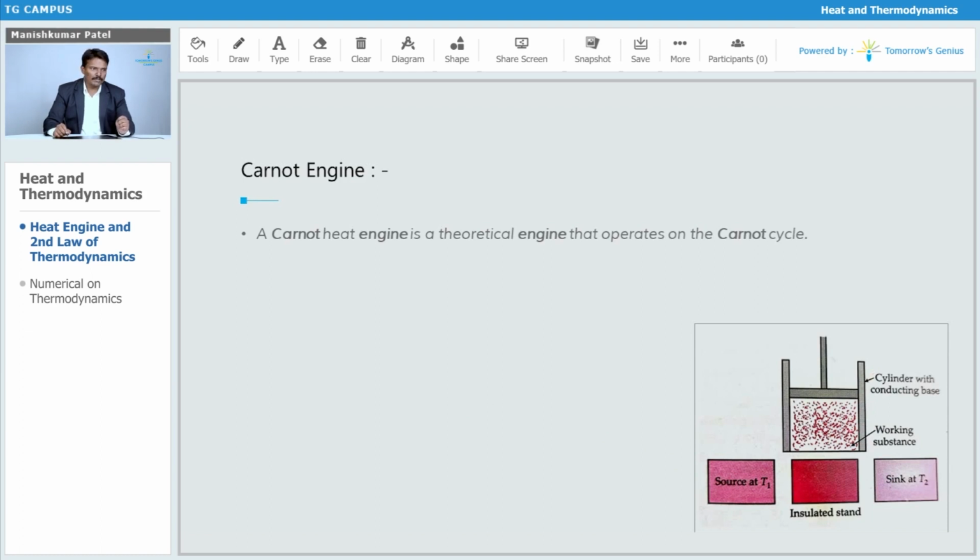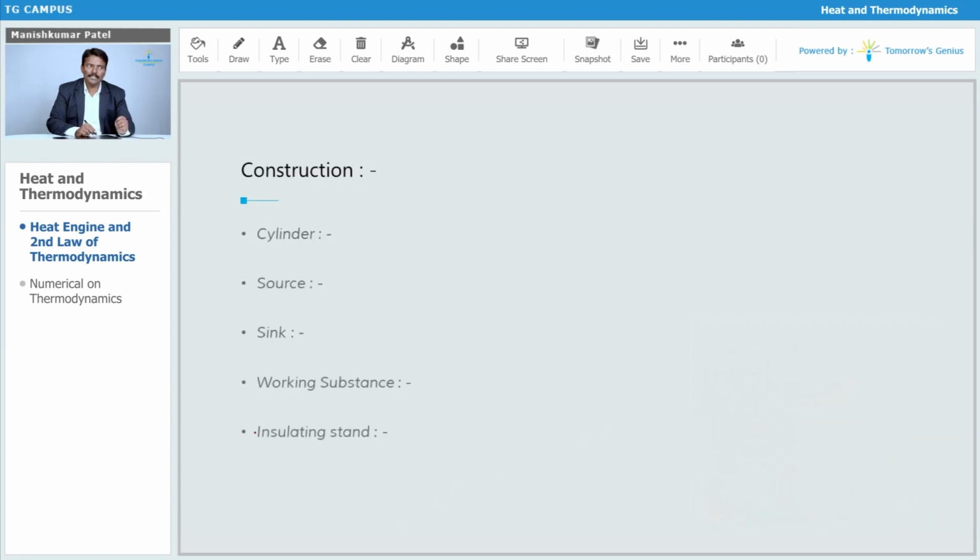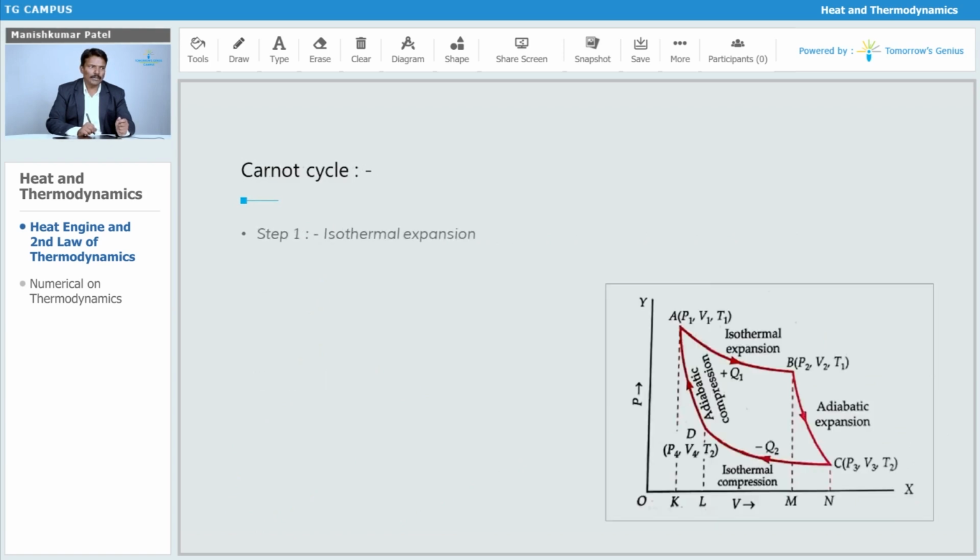So let's see the working of this Carnot engine. There is a cylinder in which the gas has been put. The source is there, the sink is there, the working substance, and the insulating stand over here. All this is involved in the Carnot cycle.